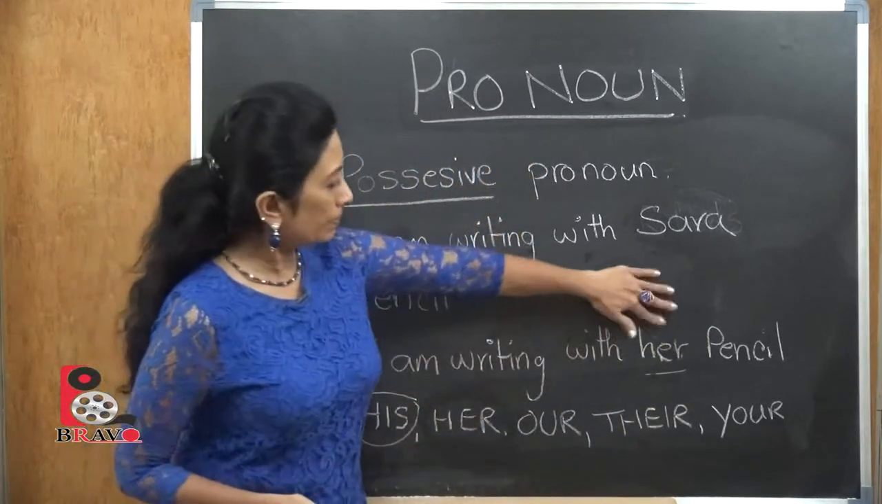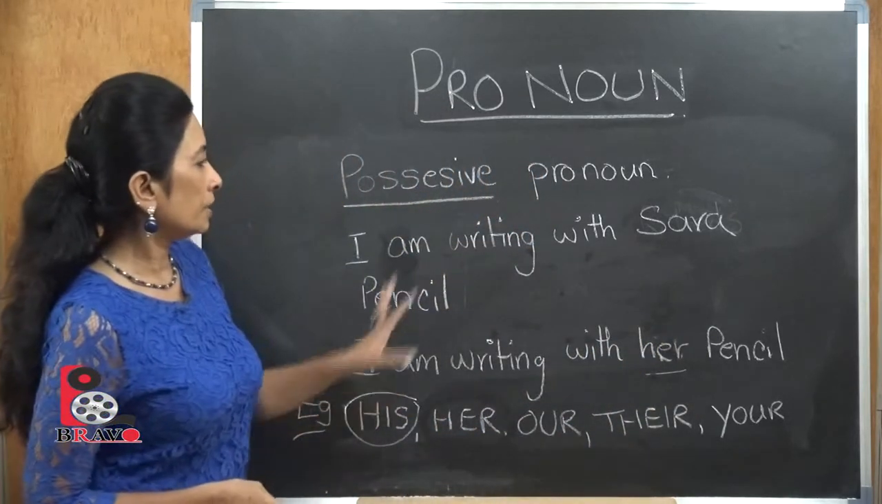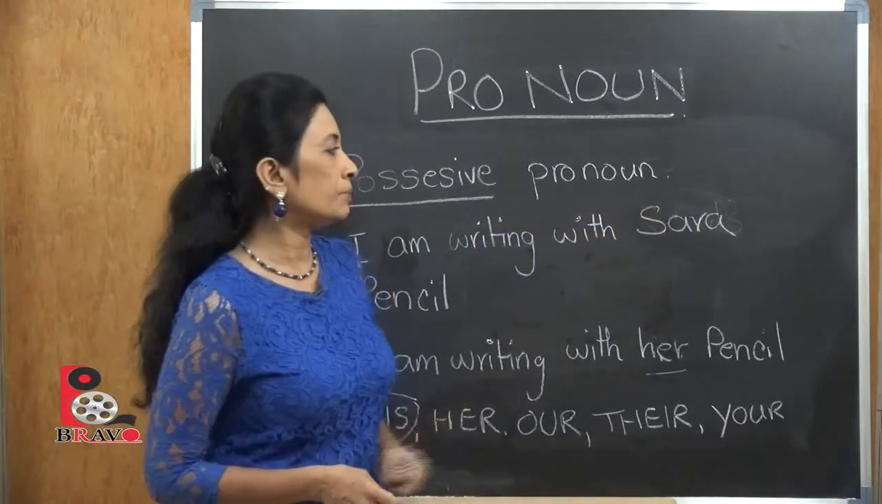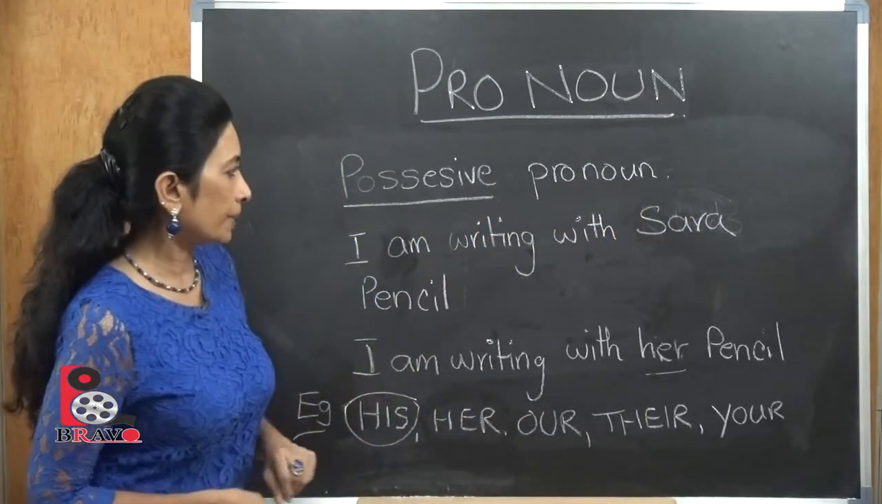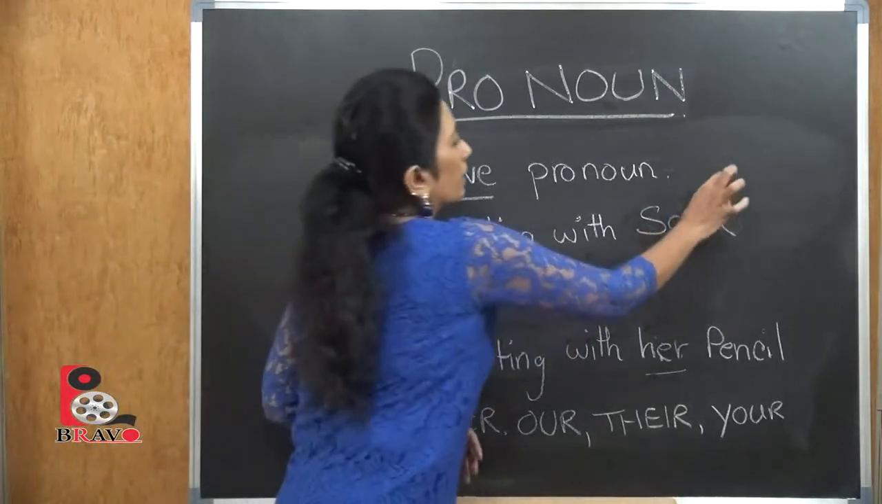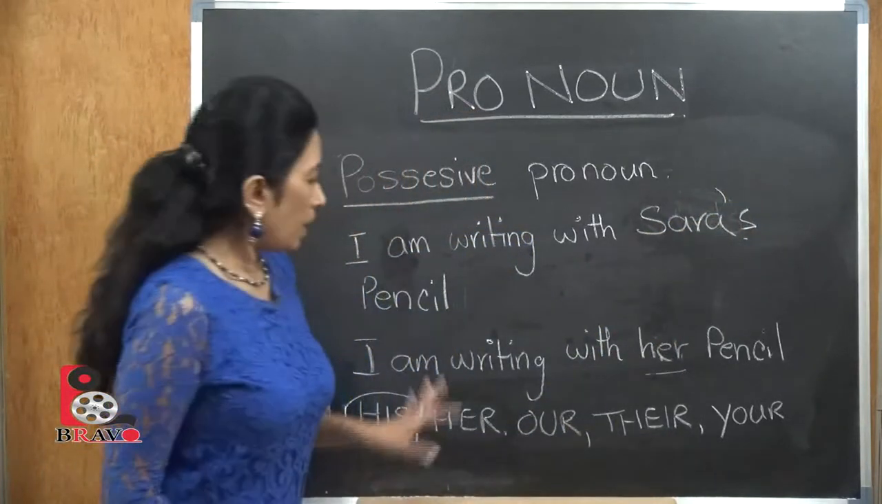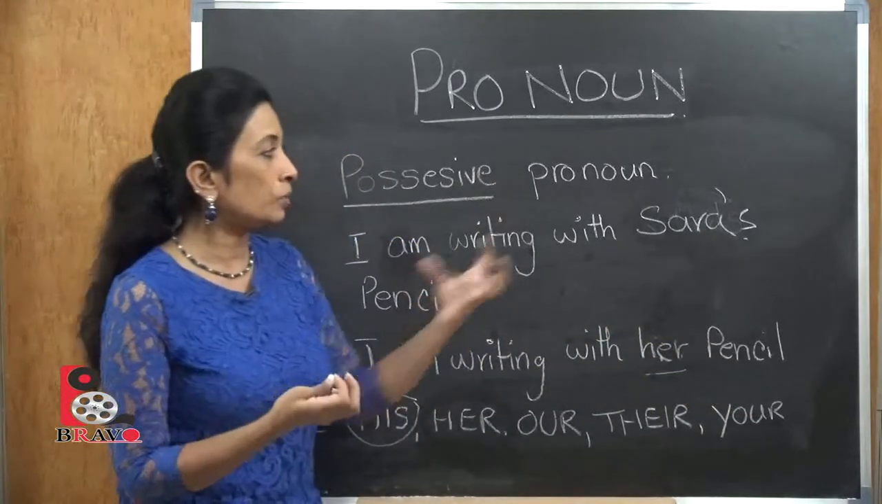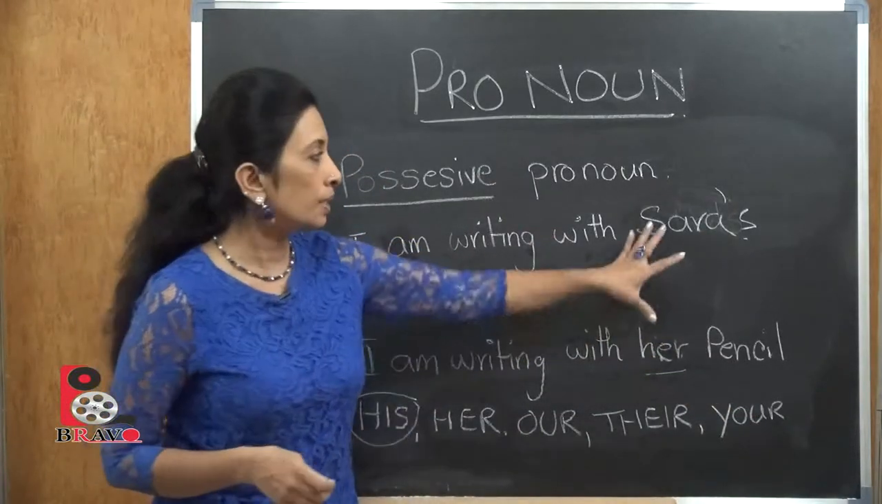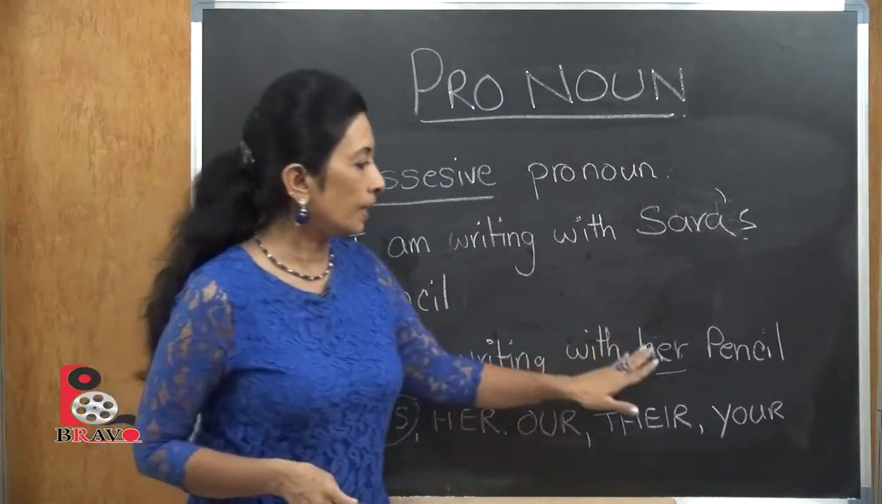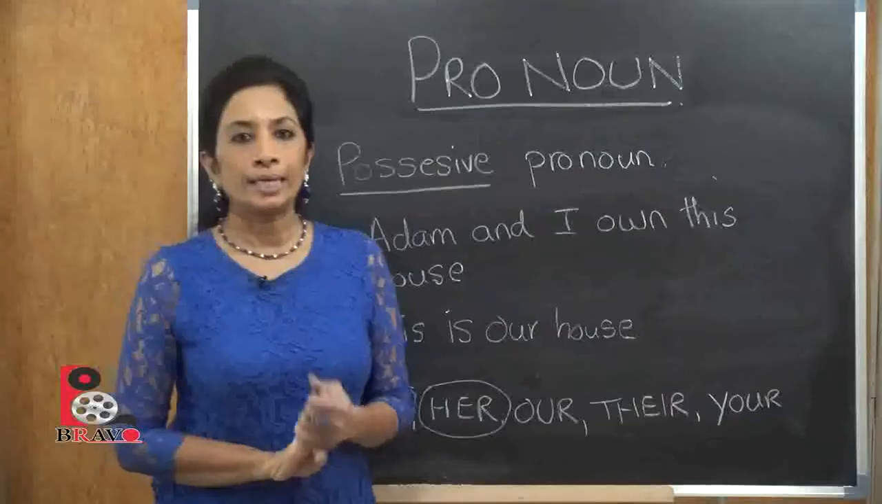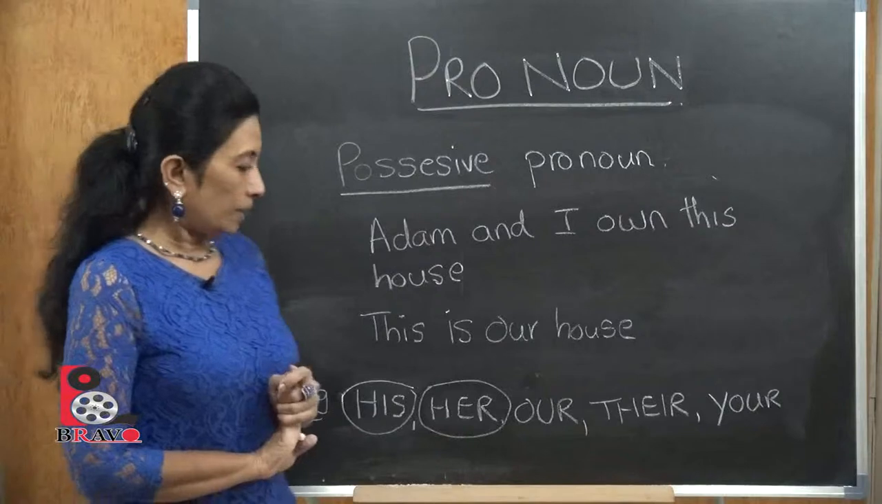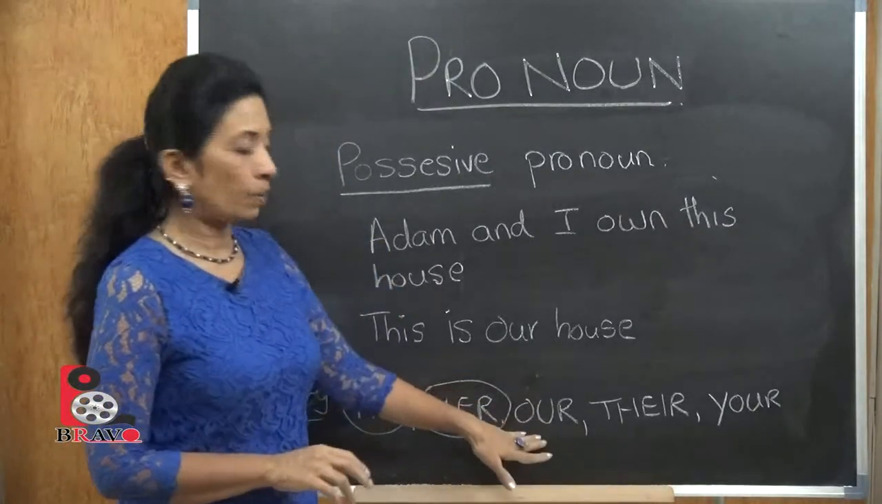The same sentence will change the moment the feminine name is brought in. I am writing with Sarah's pencil. I am writing with her pencil, because it's possessiveness. You're writing with somebody's pencil. It belongs to Sarah. So I'm writing with her pencil. Okay, now the third word, "our".